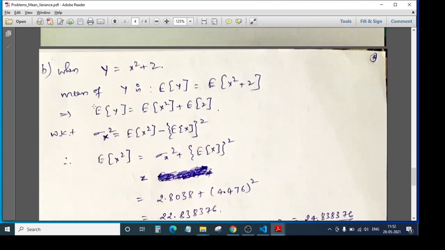Finally, coming to the b part, here they have given us a new variable, that is y, and y is equal to what now? X square plus 2. So the mean of y is nothing but E of y, and E of y is equal to what now? Expectation of x square plus 2. So expectation of x square plus expectation of 2. Okay, so this is what is your E of y. So we have deduced the formula for E of y.